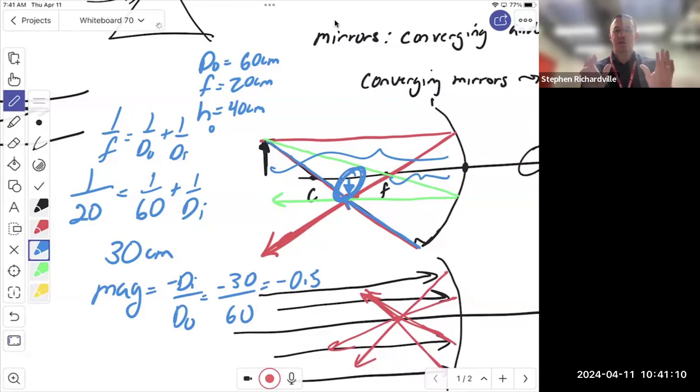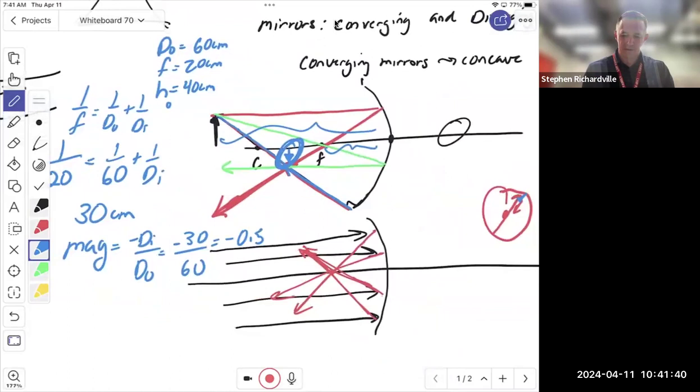So again, converging mirrors: all rays parallel converge to a focal on the near side. Same equation for the thin lens formula, but I'm using it for mirrors. And I'm going to use a positive f because it's still a converging thing. So again, all rays parallel. For converging lenses, we converge to a focal on the far side. For converging mirrors, they converge to a focal on the near side. For a diverging lens, they diverge from a focal on the near side.